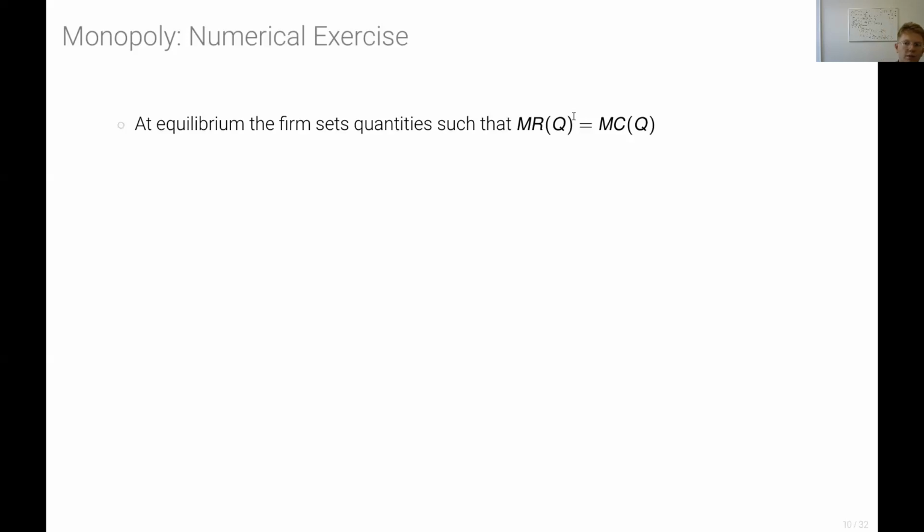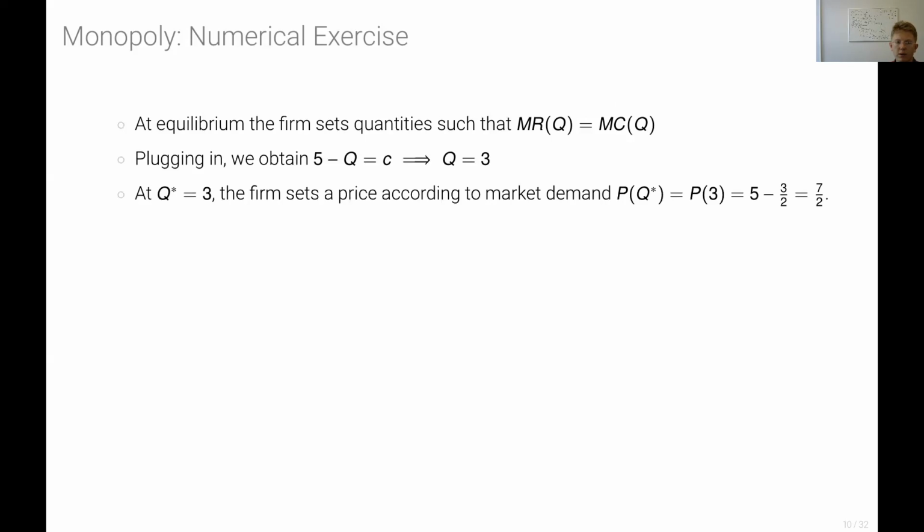Okay, and then once we figured out marginal revenue and marginal costs, what we then did is we set them equal to each other. We figured out that Q is equal to 3. At an optimal Q equal to 3, we set a price equal to market demand, which gives us that the price is equal to 3.5 or 7 over 2.